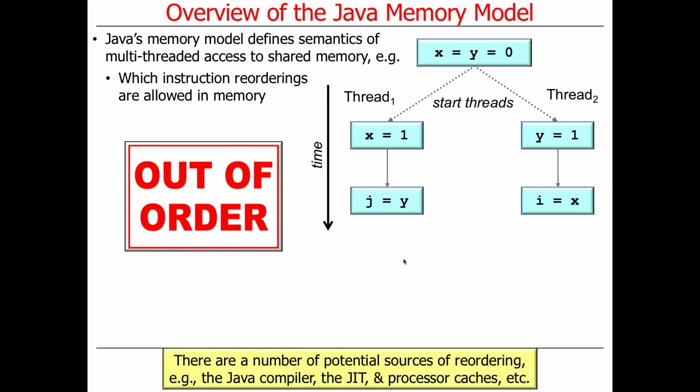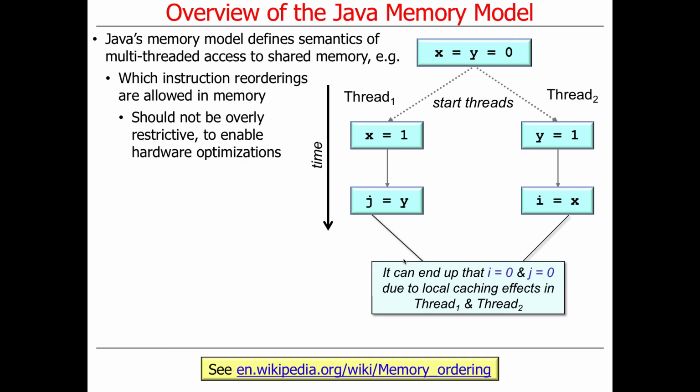There's a whole bunch of places in a program that can reorder instructions. The compiler can reorder stuff to optimize things. The just-in-time compiler can do it. The processor caches can do it. All kinds of things can do it. You know, the hardware does speculative computation. There's all kinds of things that can happen to reorder stuff. So let's take a look at an example.